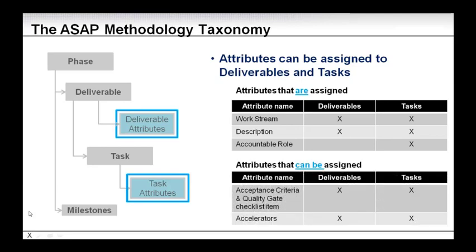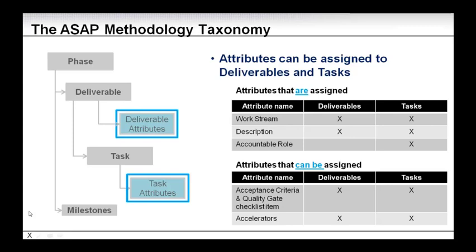Now, the attributes that can be assigned: you can assign acceptance criteria and quality gate checklist items to both deliverables and tasks. Now, this is optional. It depends on the project design. It depends on how you want to structure your project. The methodology will give you the framework. It will give you an example, and it will give you a suggestion on how to do it. But this is something that you need to decide, if it will be assigned and to which.